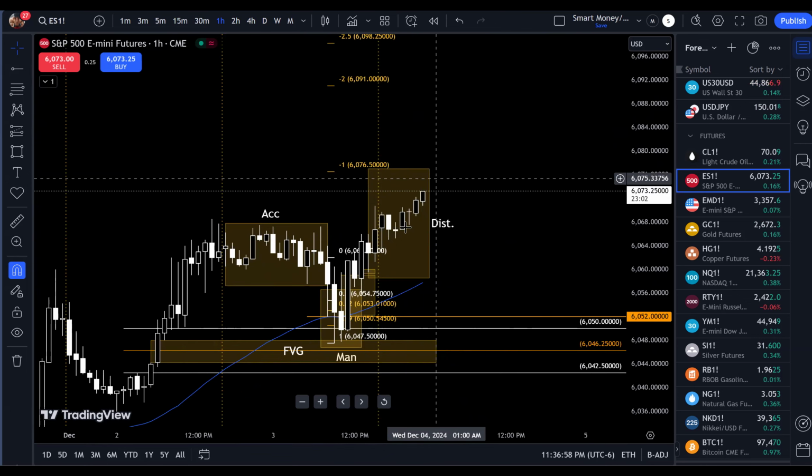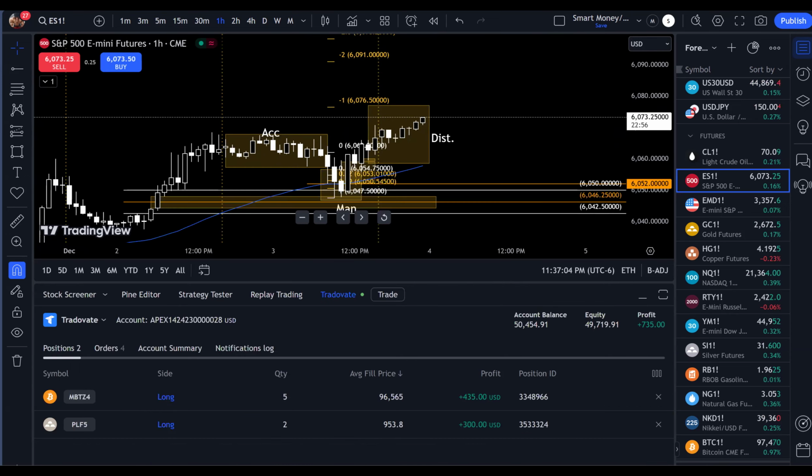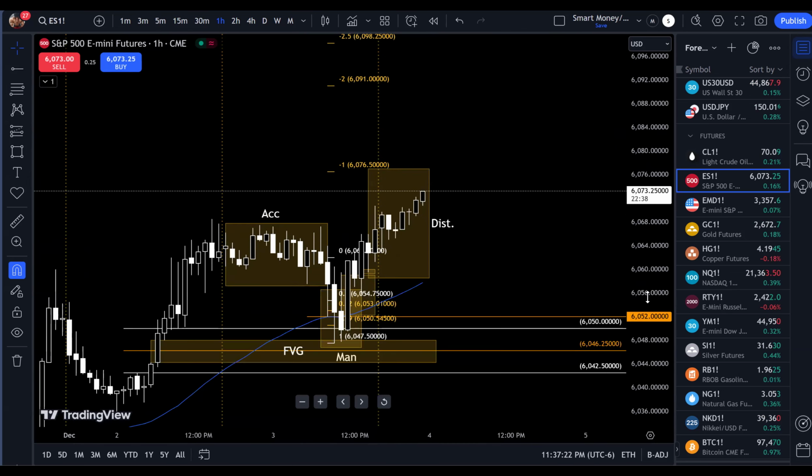Look how this is going. See that, man? This is beautiful. I'm not in this one because I'm already in two trades. And being in two trades, look at that. I'm up $735. 400 on Bitcoin micros and 290 on platinum. All right. And it's my 50K evaluation with Apex. All right. I wanted to show you guys that.